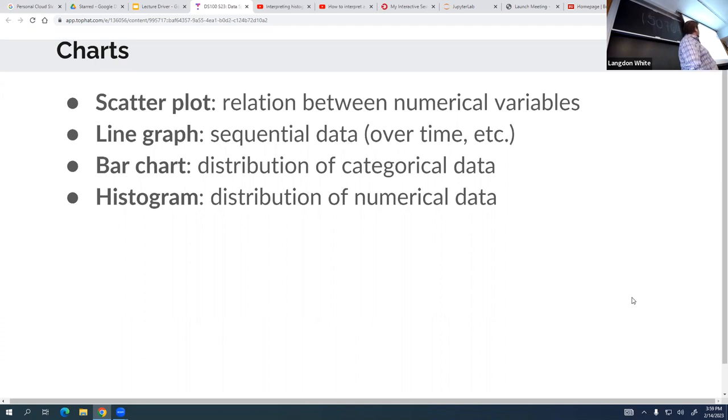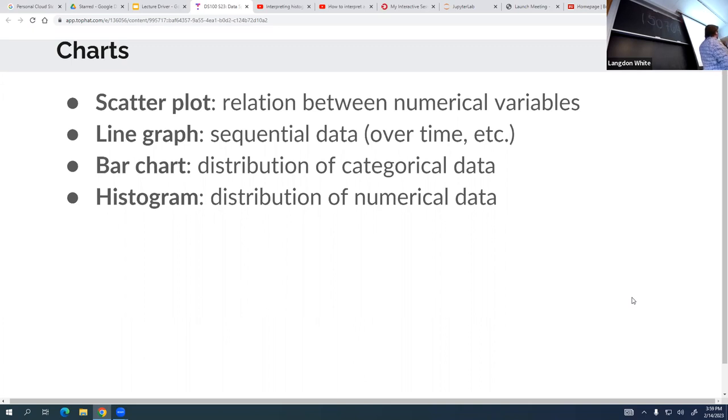So quickly, a scatterplot is a relationship between two numerical values. A line graph is sequential data, usually over time, but not necessarily. Line graphs are particularly useful if you want to compare things over time. Scatterplots can also be good for comparing a set of different things, and towards the very end of the semester, we'll talk about how we can use that in certain kinds of prediction algorithms.